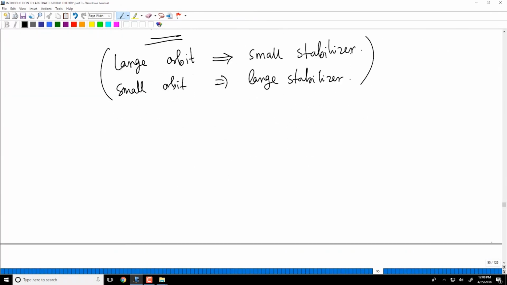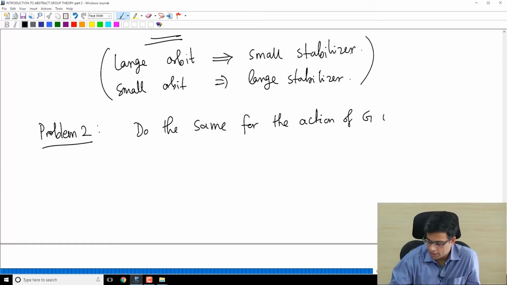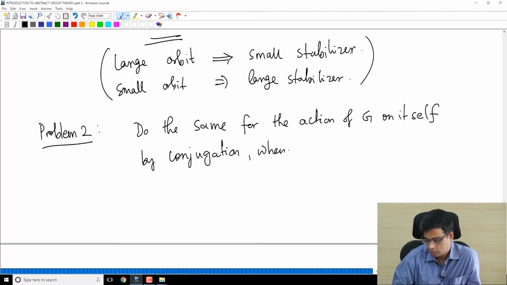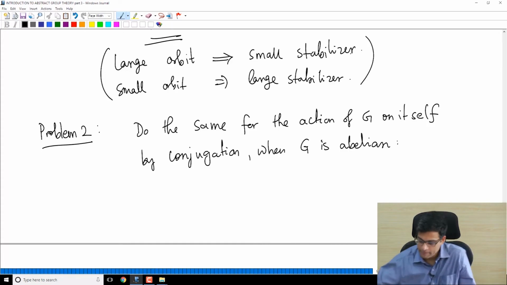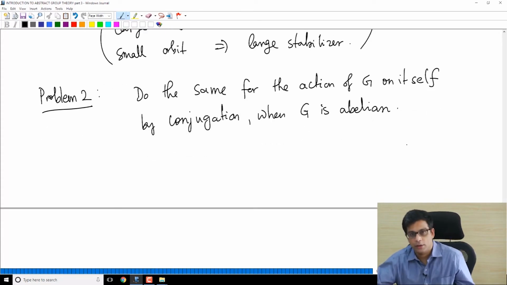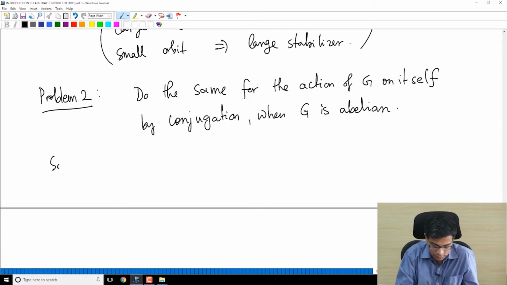So that is what happens in this problem. Let's do problem 2. Do the same for the action of G on itself by conjugation when G is abelian. Okay, so let's assume in this problem that G is abelian. Let's find out the orbit decomposition and stabilizers for this action.